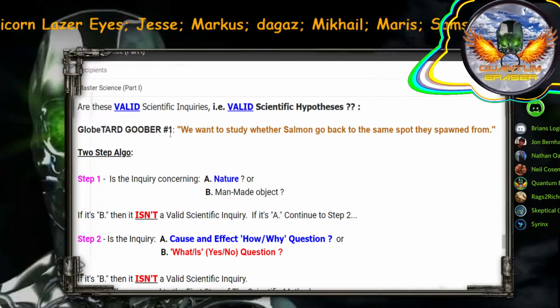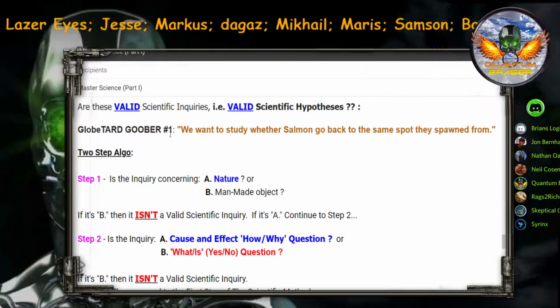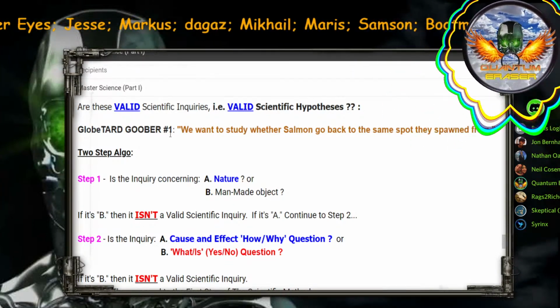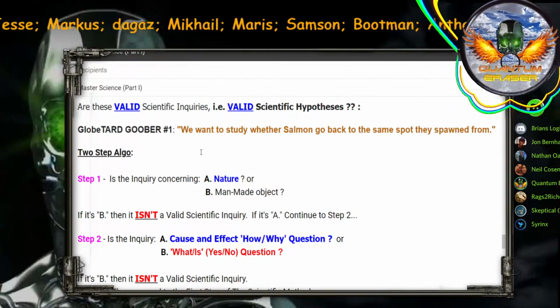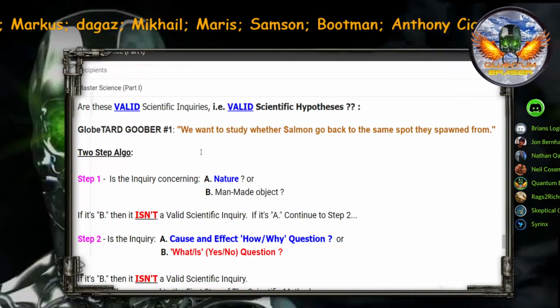So, are these valid scientific inquiries, that is, valid scientific hypotheses? Globetard Goober number 1, this is Just the Legend or Foolish Decisions. He was the first one out the gate. This is what he said. We want to study whether salmon go back to the same spot they spawned from.